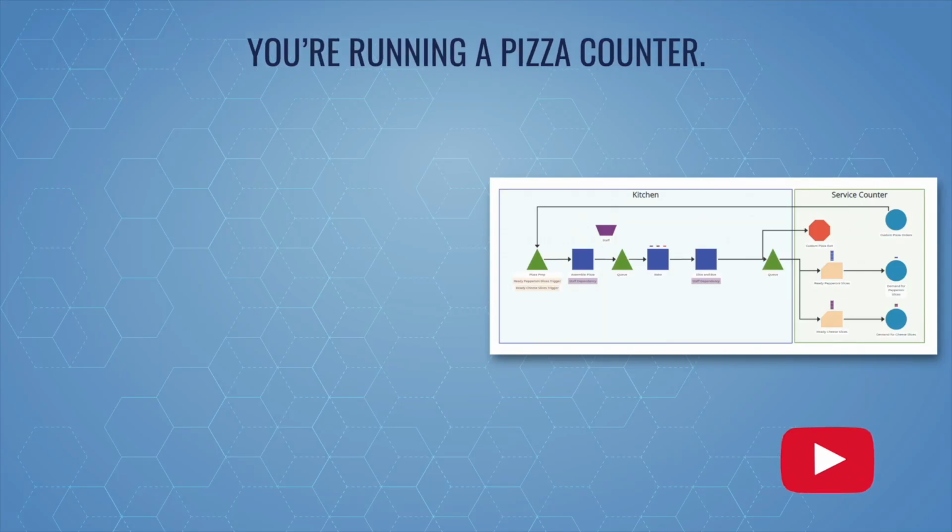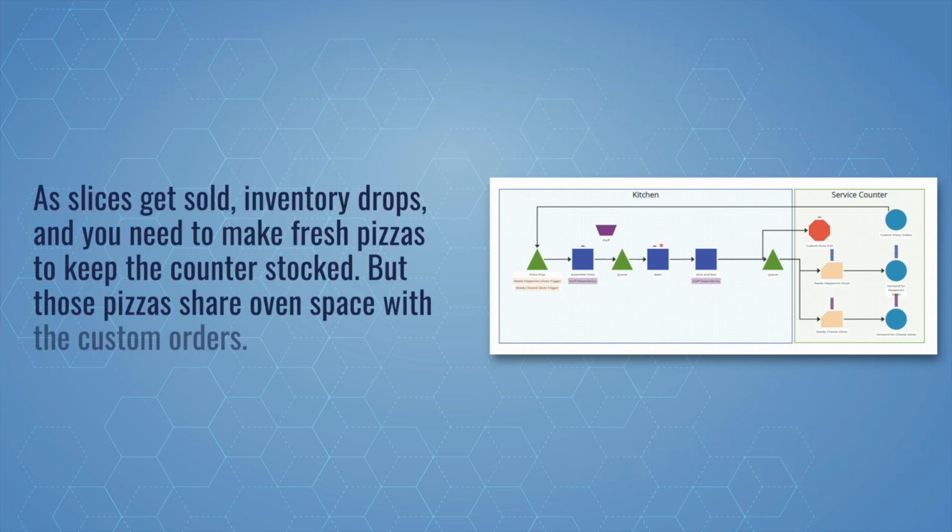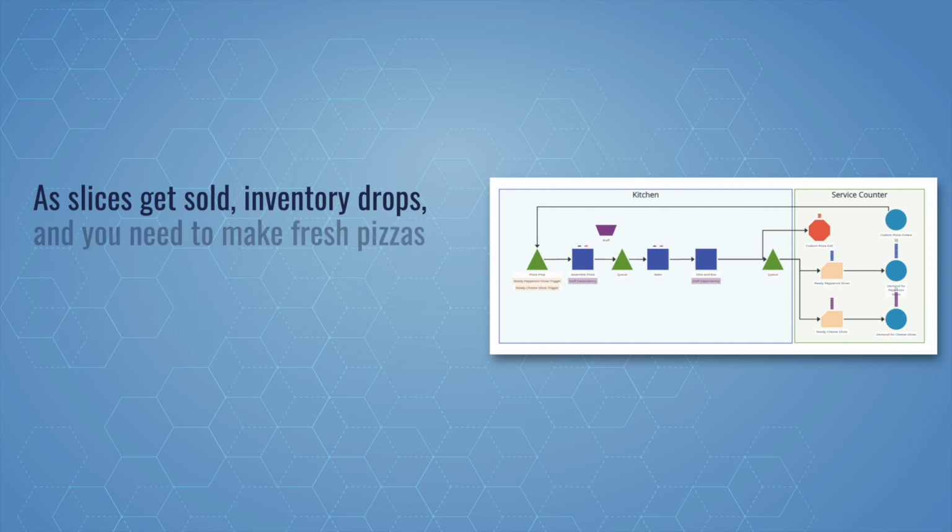You're running a pizza counter. Some customers order single slices of cheese or pepperoni, while others order full custom pizzas. As slices get sold, inventory drops, and you need to make fresh pizzas to keep the counter stocked. But those pizzas share oven space with the custom orders.